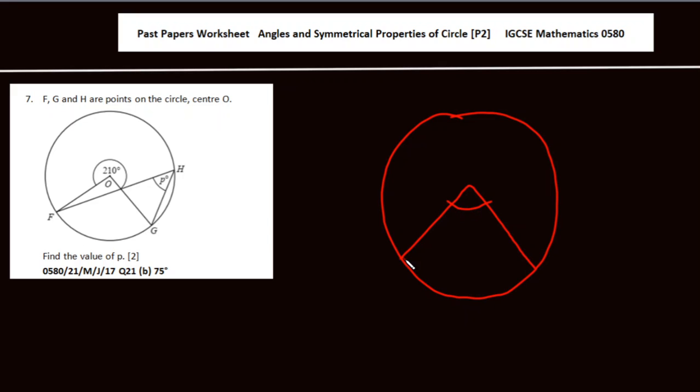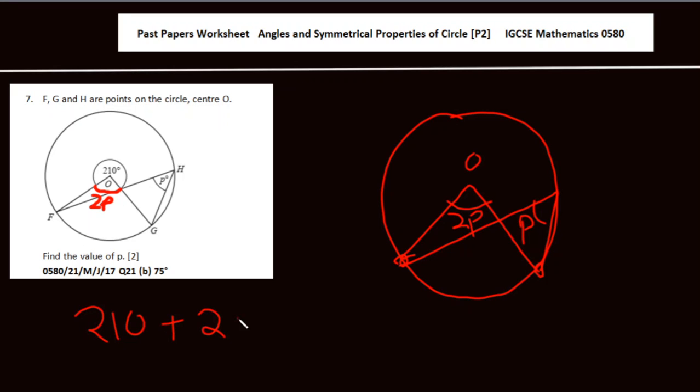F, G and H are points on a circle with center O. Find the value of P. So we have the property that angle at the center is twice the angle at the circumference. So we have an angle at the center being formed over here, and from the same two starting points we have an angle at the circumference, which is P. So from the property, this would be 2P. So now we can easily find the value of P by doing 210 plus 2P equals 360 degrees, and then we'll do 360 minus 210, which gives us 150, and then we divide it by 2, we get 75.